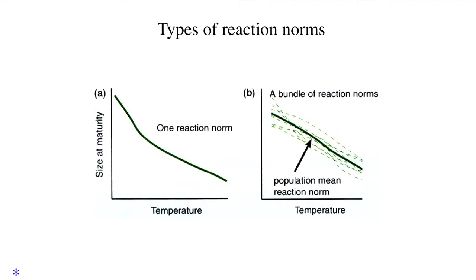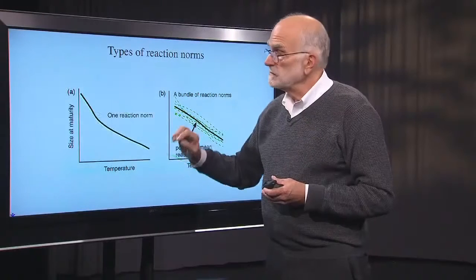Now, if we look at an abstraction of development, and that's the reaction norm approach, we can see certain important things. For example, if we graph size at maturity against temperature, in many organisms, the warmer it is, the smaller they are when they mature. The colder it is, the bigger they are when they mature. They grow more slowly and they grow to a larger size at cold temperatures. That would be one reaction norm. You can think of it as a function that maps the genotype onto the phenotype as a function of the environment. And it is a property of a single genotype.